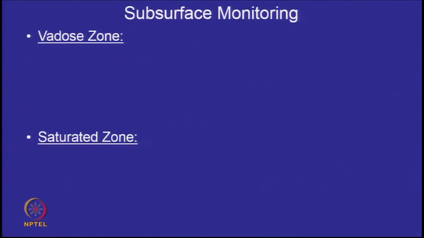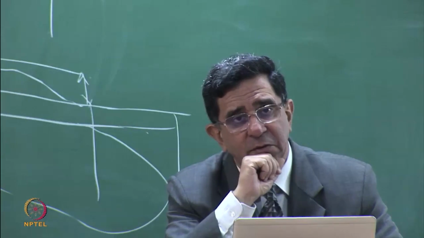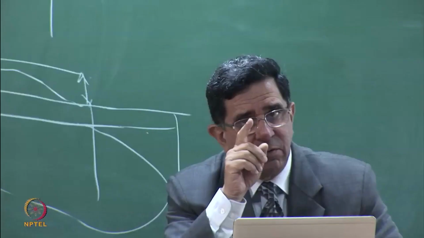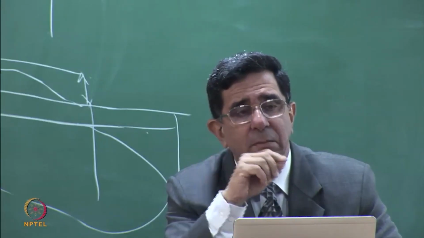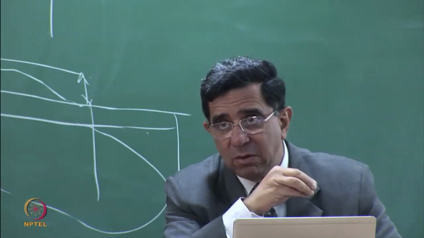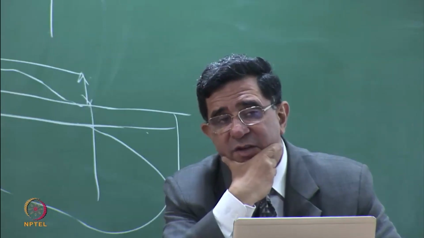So the philosophy, now we are going to focus more on subsurface monitoring. The philosophy of vadose zone monitoring is different from the philosophy of saturated zone monitoring. In saturated zone monitoring, your first indicator that something is wrong is if the groundwater sample gives you something which is abnormally high in comparison to the background level. How do you monitor this vadose zone? How do you monitor the partially saturated soil zone?